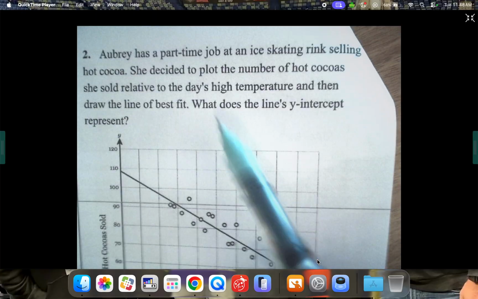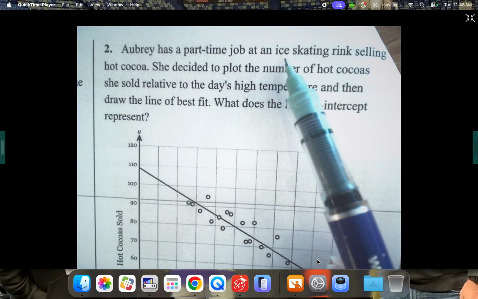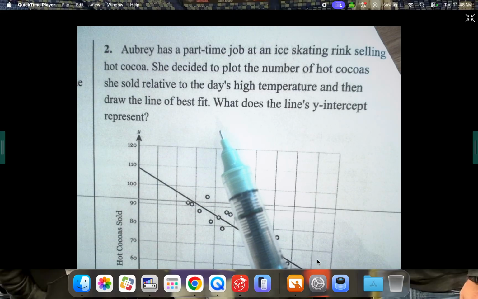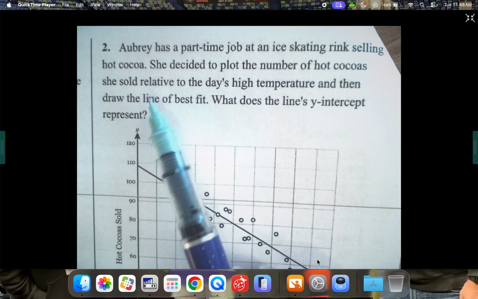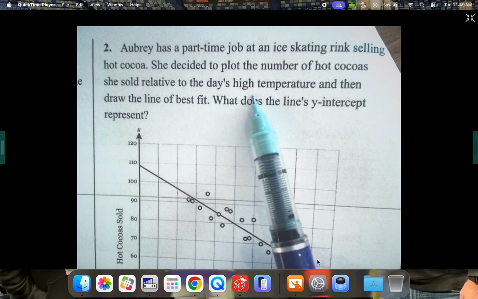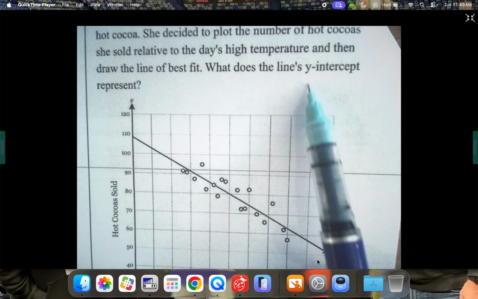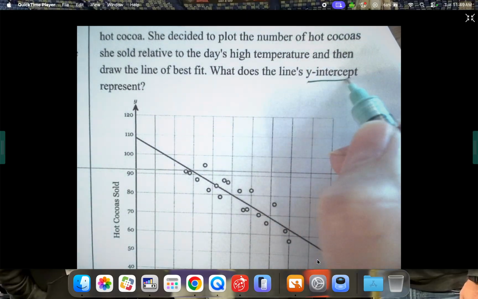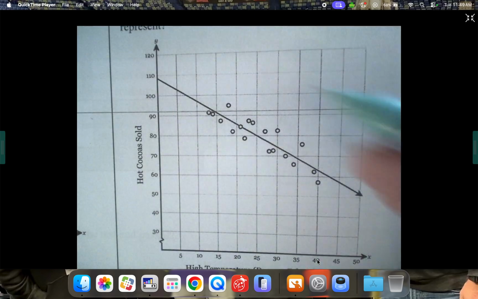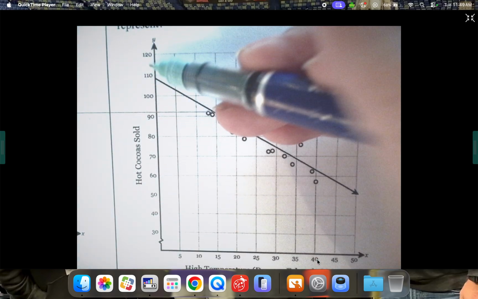Okay, the second question, the line is drawn in, and it says that Audrey has a part-time job at an ice skating rink selling hot cocoa. She decided to plot the number of hot cocoas sold relative to the day's temperature. What does, once again, the y-intercept represent? So we're going to go to the y-axis. That is about right here where it hits.